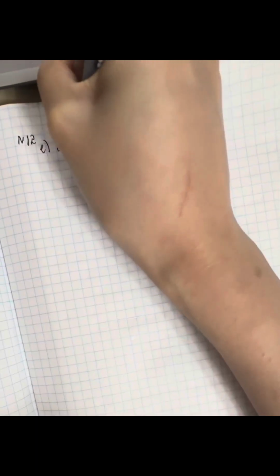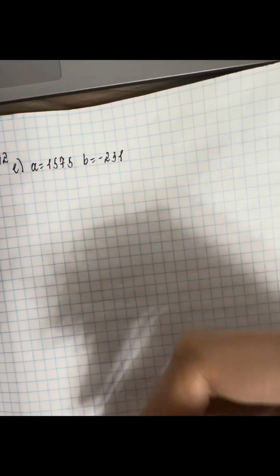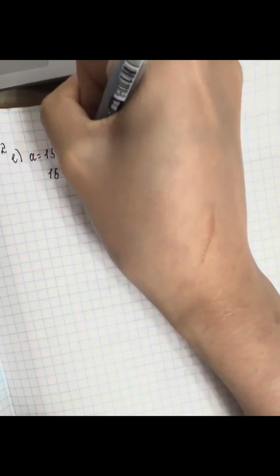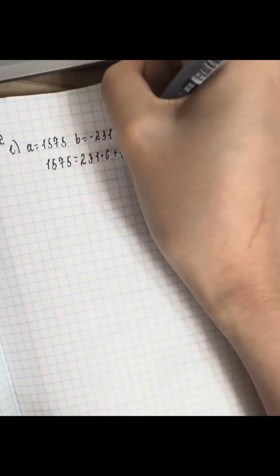Next, problem 12, part E. We are given A, 1,575 and B negative 231. And I start by applying the Euclidean algorithm. I divide the larger number by the smaller one and continue until the remainder is 0. I started. And this is equal to 231 multiplied by 6 plus 189.